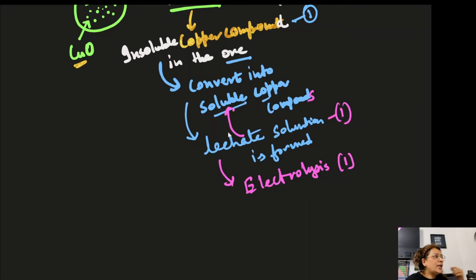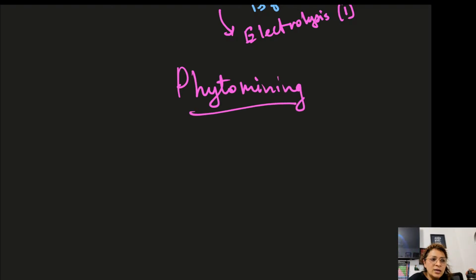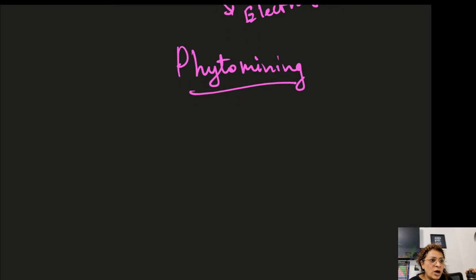Okay, fine. Now, phytomining. How many of you have heard phytomining? How many of you have heard phytomining and know what phytomining is? Come on. Yeah, burning plants, Scarlett. Very good. Phytomining involves growing plants in soil that contains copper.